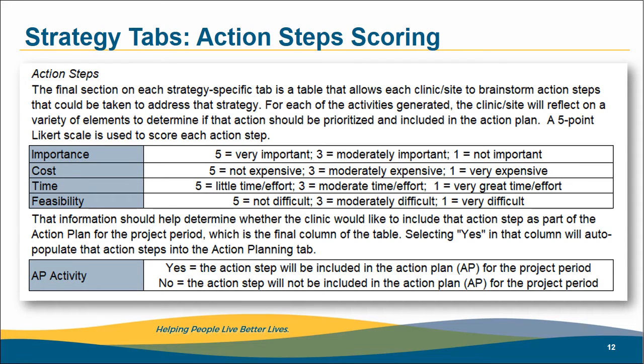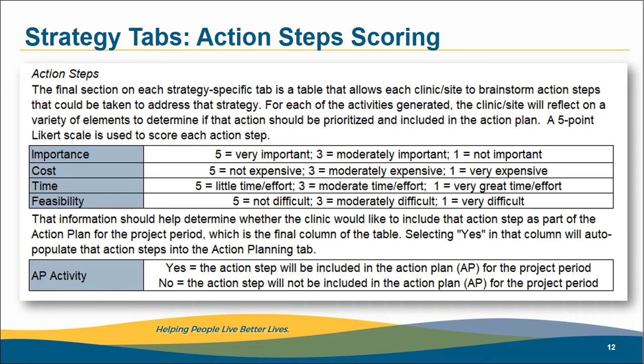The second element is cost, and that's where you can take into account the cost for staff time, but also any additional resources or equipment that you might need in order to implement that action step. A 5 would indicate that there's not really any cost affiliated with implementing that action step, whereas 1 would indicate that it's very expensive to actually carry out.